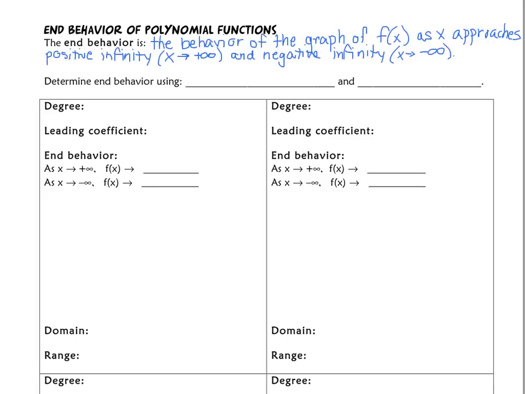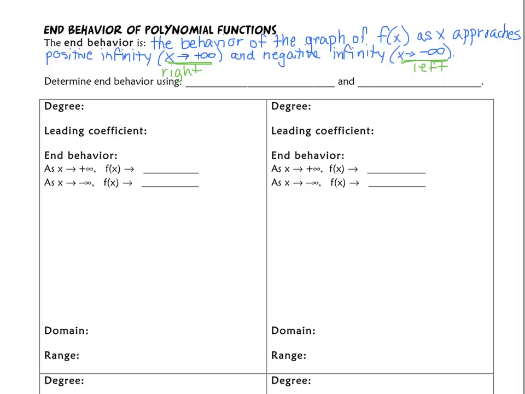Okay, so here you have the definition. The end behavior is the behavior of the graph of f of x as x approaches positive infinity, and the way we abbreviate that is x and then an arrow positive infinity, and what this means is x is moving to the right. And negative infinity, again we would write x and then an arrow negative infinity, and this is as you look to the left, as x moves to the left. So you may want to pause at this point and write that down because that is important.